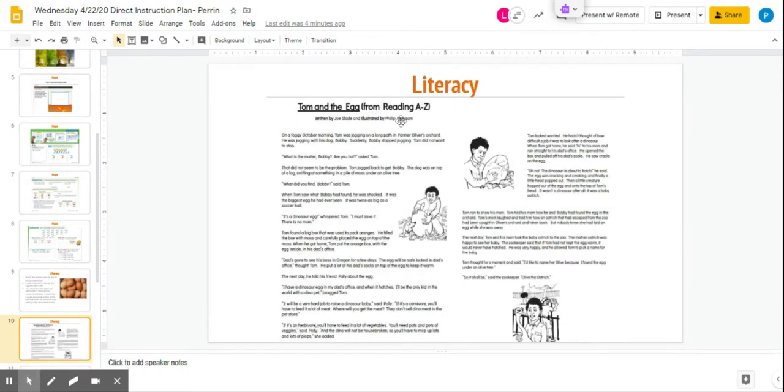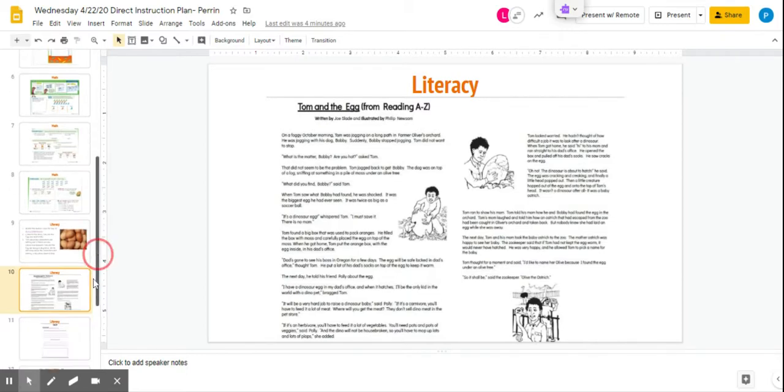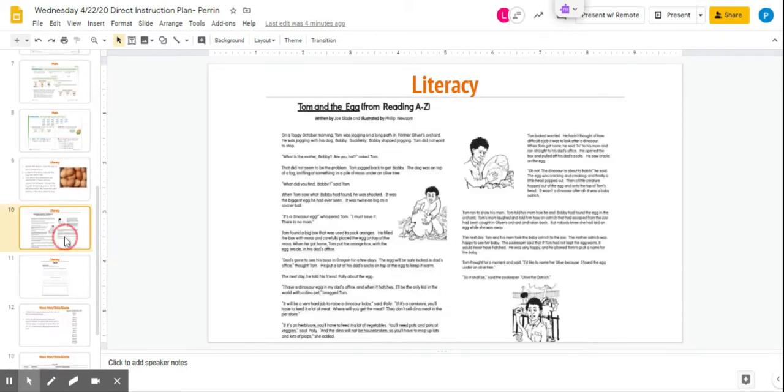You can either read it on Reading A to Z, or it'll be in the slide for you to read, or you can read it from right here. Remember, if there's some words in here you don't know, it's okay if your parent helps you. It's okay if your parent reads a paragraph and then you read a paragraph. However, it makes it easier for you.